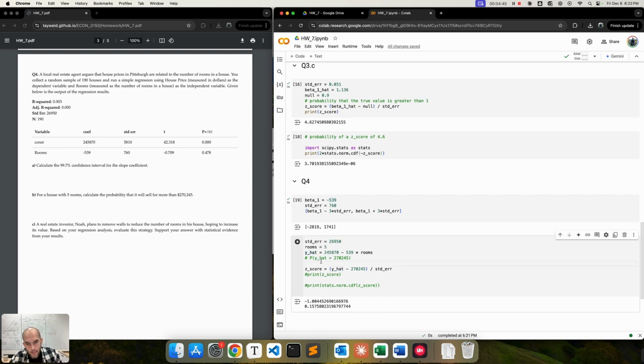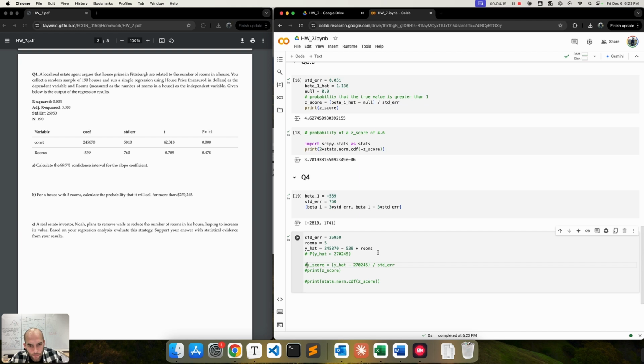So this is all very nice. And what we're asked is, what's the probability that y hat is greater than this 270,000? So we take our y hat, which we've predicted here. This is just running some math to get a number. Let's actually print this first. So let's print out y hat, and that gives us this. This is our predicted value for a house with 5 rooms.